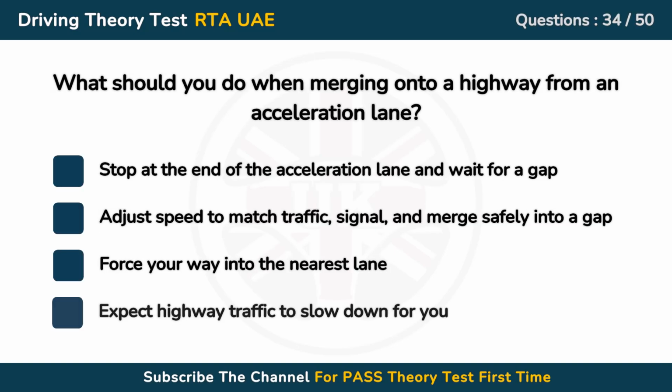Question 34. What should you do when merging onto a highway from an acceleration lane? A, stop at the end of the acceleration lane and wait for a gap. B, adjust speed to match traffic, signal, and merge safely into a gap. C, force your way into the nearest lane. D, expect highway traffic to slow down for you.